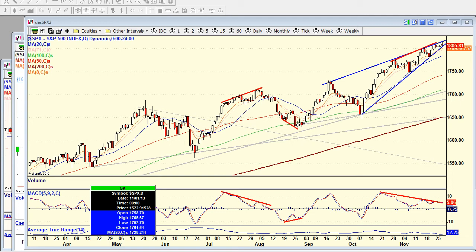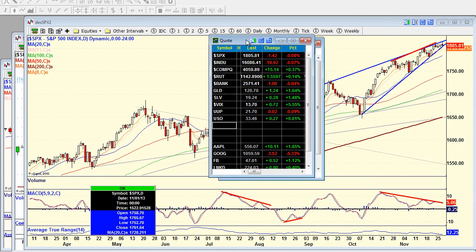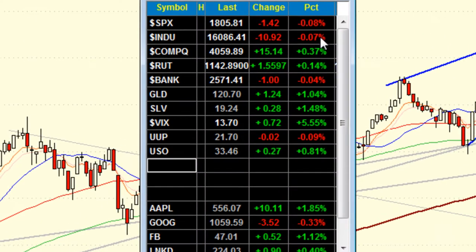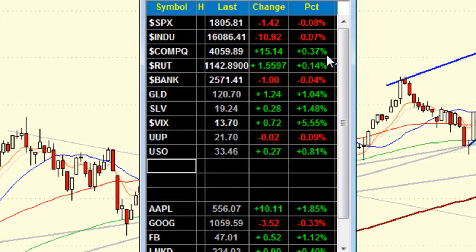And wrapping up the week and month, we have the S&P down a fraction, the Dow down a fraction, with the Nasdaq up at a 13-year high, up 0.4%. The Russell's up 0.14%. Banks, though, in negative territory. And we have gold up 1% with a 1.5% rise here on silver. But the VIX, Volatility Index, is spiking higher by 5.6%. We are now over 13, gang. That is problem city. Anyway, crude oil up 0.8%.